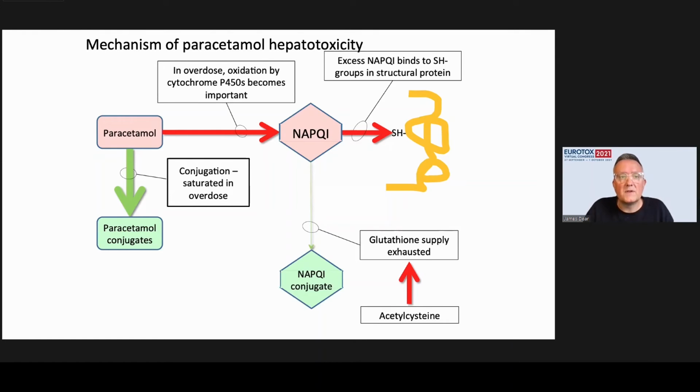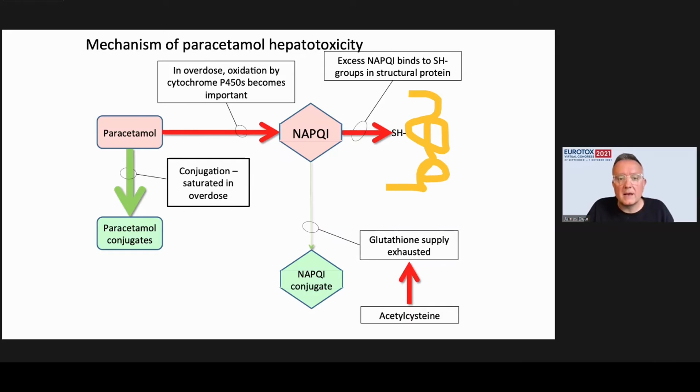Now, in overdose, we see that a large amount is formed by the P450 pathway, probably because conjugation is saturated. That consumes hepatocellular glutathione, and the NAPQI is free to bind to cellular proteins, particularly mitochondrial proteins, that leads to a cascade of oxidative stress and leads to hepatocellular death and, if severe, acute liver failure. Acetylcysteine, the antidote that we give, in fact, the only treatment we have, replenishes cellular glutathione.